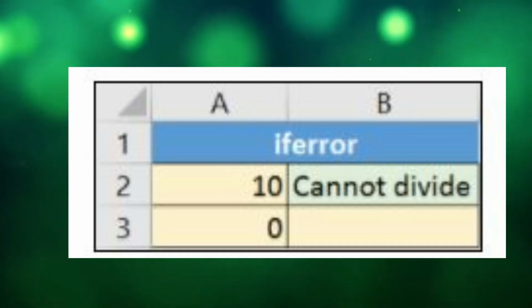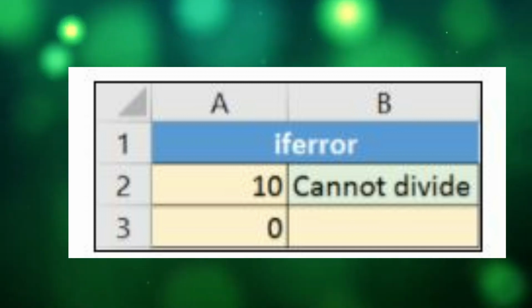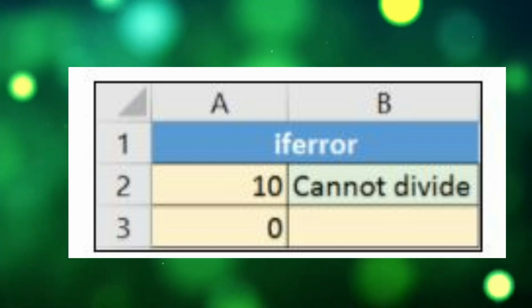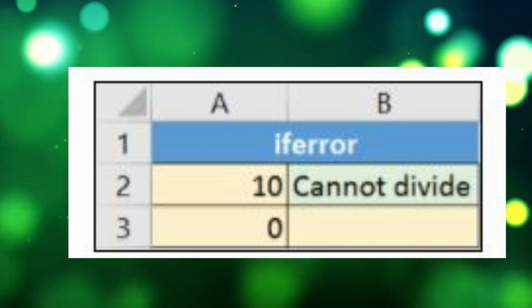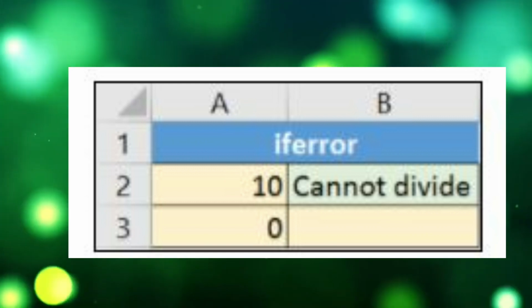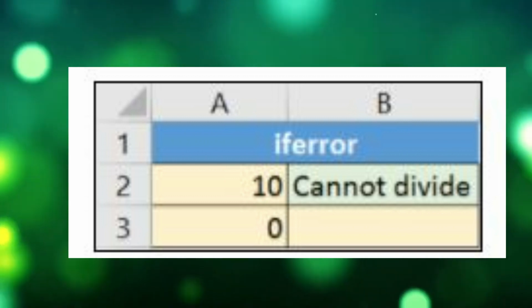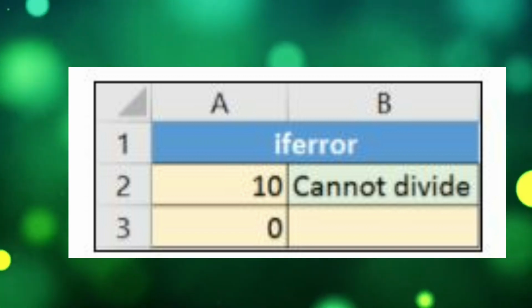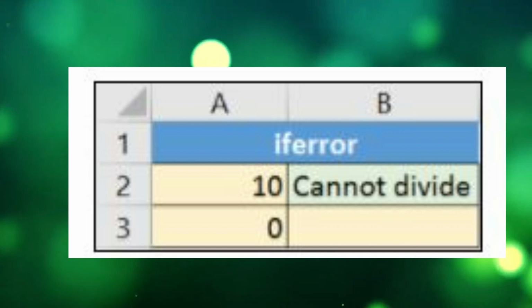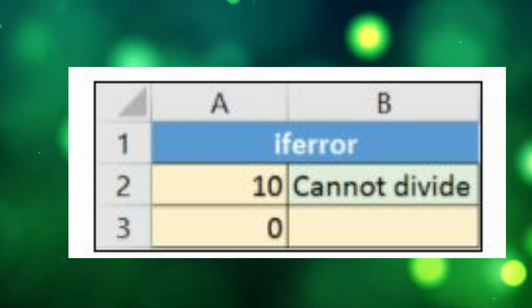IFERROR is another function that is popularly used. This function returns a value if an expression evaluates to an error, or else it will return the value of the expression. Suppose you want to divide 10 by 0. This is an invalid expression, as you can't divide a number by 0. It will result in an error.